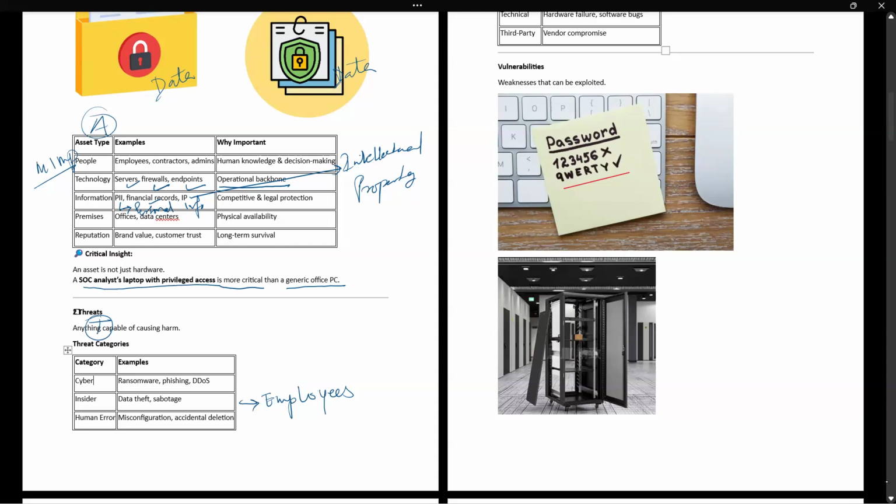So they can commit data theft, they can sabotage the system. Okay, sabotage means they can capture the system, capture the information, and they can seize it. Then the human error. Human error is also a very common type because multiple times people make mistakes. Okay, they do not have ill intentions. They don't want to harm your system, but they make mistakes.